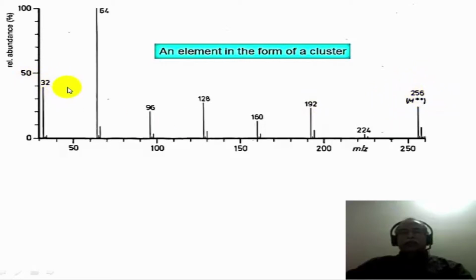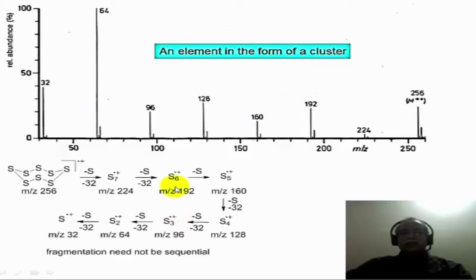So 8 times 32 is 256, and an element with an atomic weight of 32 would be sulfur. So we are talking about the sulfur S8 cluster. Sulfur S8 has a crown structure like this, with a molecular weight of 256. With the loss of sulfur atoms one after the other, it will result in the formation of the monoatomic sulfur cation radical at m/z 32. All the intermediate masses correspond to the various peaks seen in this spectrum.